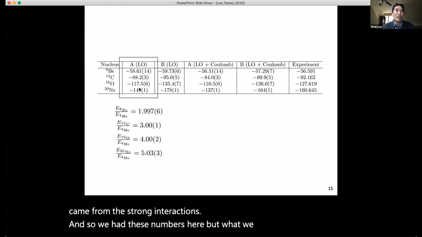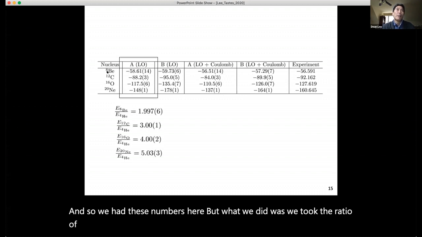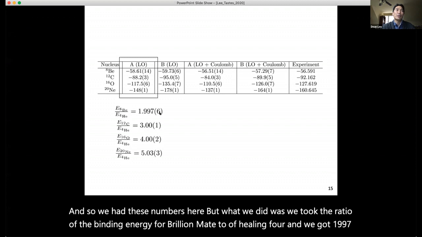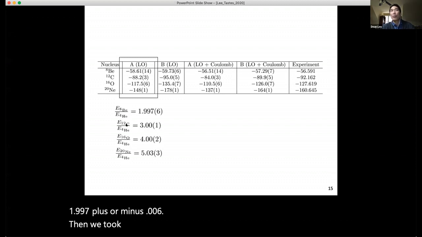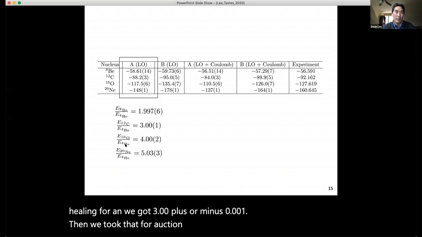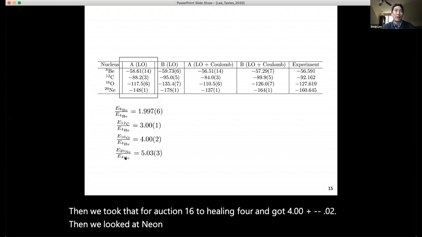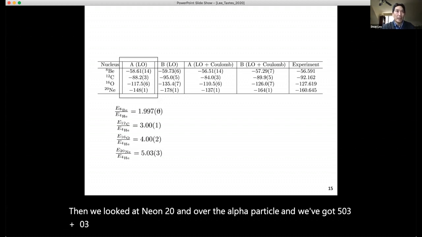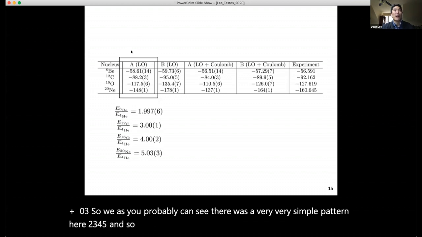We took the ratio of the binding energy for beryllium-8 to that of helium-4, and we got 1.997 plus or minus 0.006. Then we took the ratio of carbon-12 to helium-4, and we got 3.00 plus or minus 0.001. Then oxygen-16 to helium-4 gave 4.00 plus or minus 0.02. Then neon-20 over the alpha particle gave 5.03 plus or minus 0.03. As you can see, there was a very simple pattern here: 2, 3, 4, 5. And to our surprise, that suggested we had done something we did not expect to do.